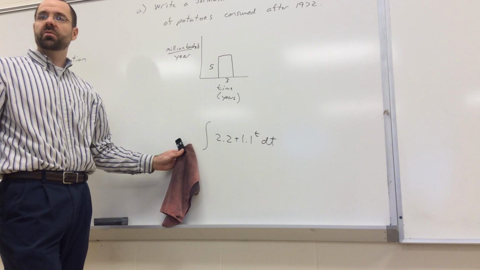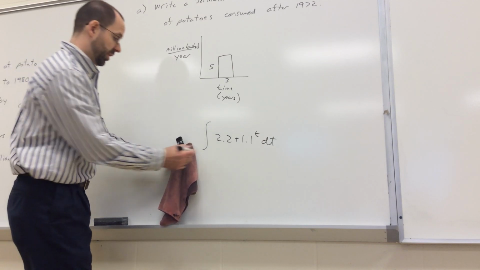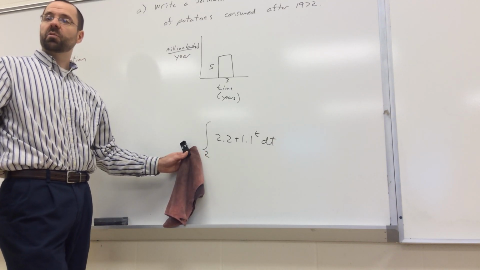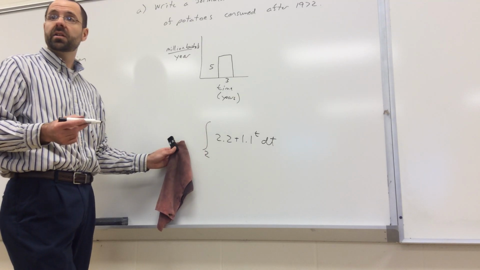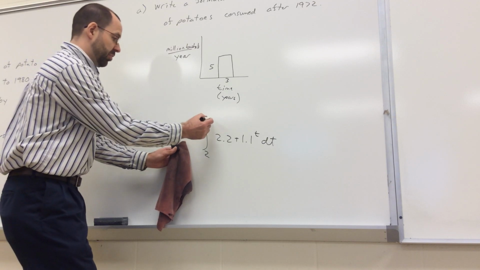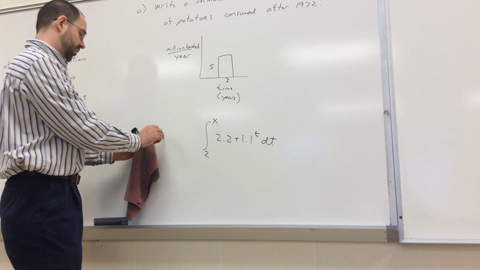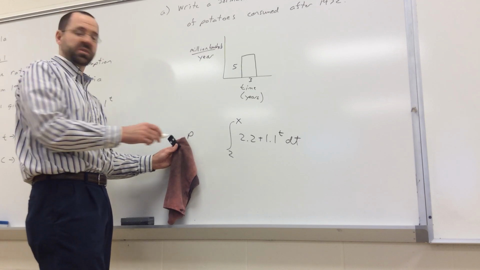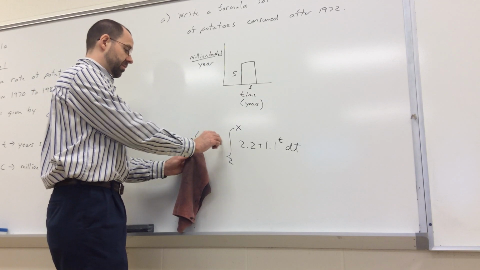And since we want to know from 1972 to a certain year, we're going to put a 2 down here. That represents 1972. And then if we wanted to go 1972 to 1976, we would put a 6 up there, right? But we want a formula that'll output it for any year. So we're going to put an X up there. And so then our formula, I'll have P stand for the number of potatoes consumed in the year X is this.